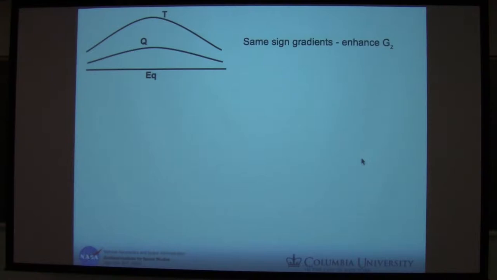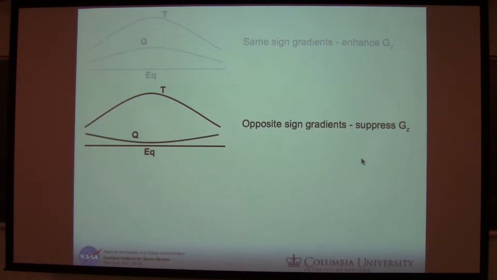We have an equator to pole temperature gradient. It's pretty much always of the same sign, maybe a sharper or less sharp gradient, but it's always this sign. We can have heating that has the same sign gradient, so this is more warming at a warm place and more cooling at a cold place than the pole. These are the same sign gradients, and this enhances GZ. We can have a situation with an opposite sign heating gradient. As before, our temperature gradient always looks like this, but now we have cooling where the temperatures are warm and relative warming where the temperatures are cool. These are opposite sign temperature gradient and heating gradient, and this suppresses GZ.